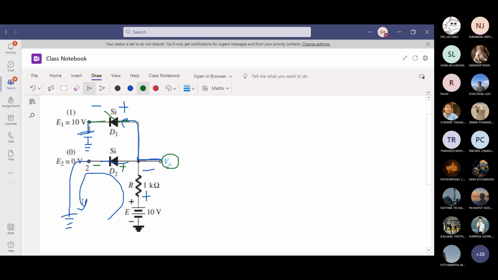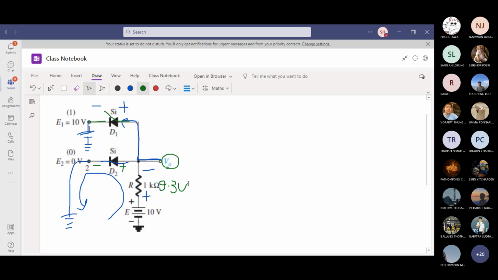You can solve for the loop, the left-hand loop. 10 minus VR minus 0.7 equals 0. We can find VR. What is that? Ten minus VR minus 0.7, which means VR equals 9.3. The magnitude here is 9.3 volts.